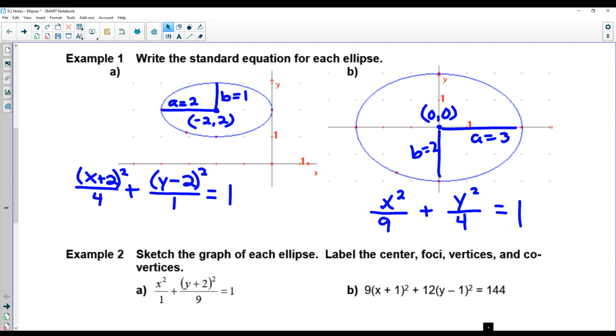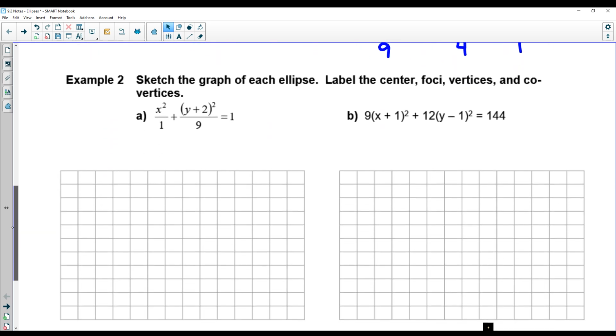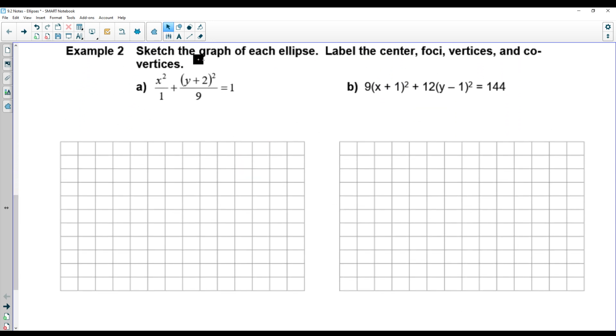Let's go to just the same type of example, just the opposite direction. This time I'm giving you an equation, and you have to find the graph. All right, so we're going to find the vertices, the co-vertices, and the foci all in this graph. All right, let's start with our center. Start the same way I did before with the center.